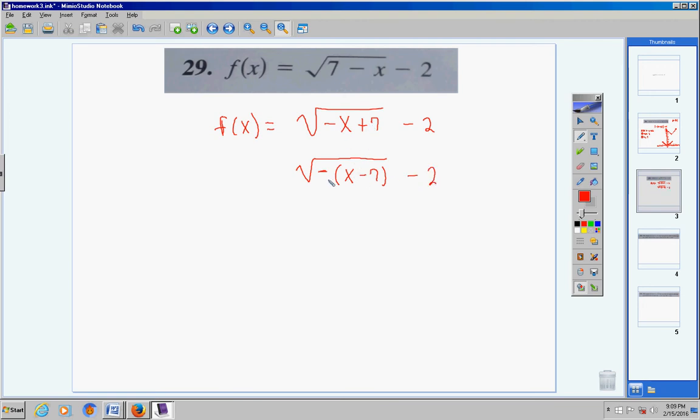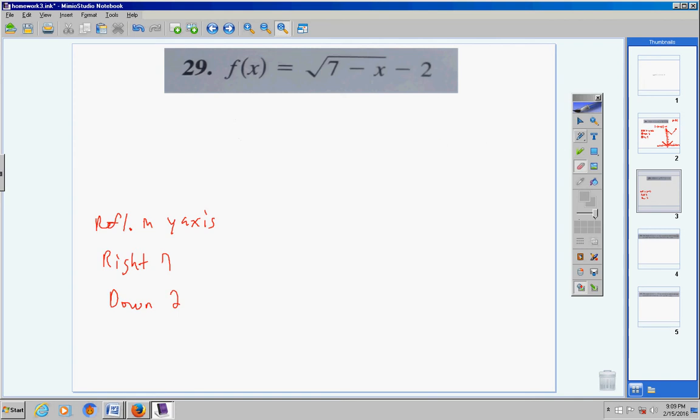Now, multiply this through. Negative times the positive is negative. Negative times the negative is positive. Everything's good. So now here's what I have. I have a reflection. There's a negative being applied directly to the x inside this group. So that's a reflection in the y-axis. Okay? Secondly, I've got negative 7. The opposite of negative is to the right, so we're going to go right 7. And we have a negative 2. We're going to go down 2. There it is.